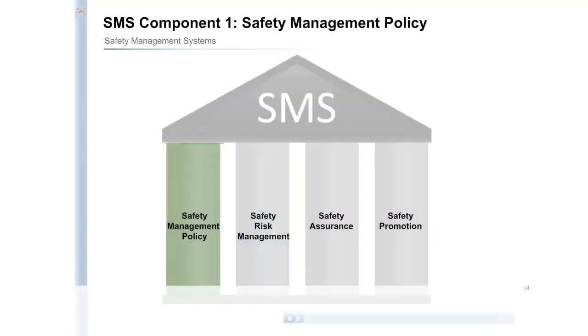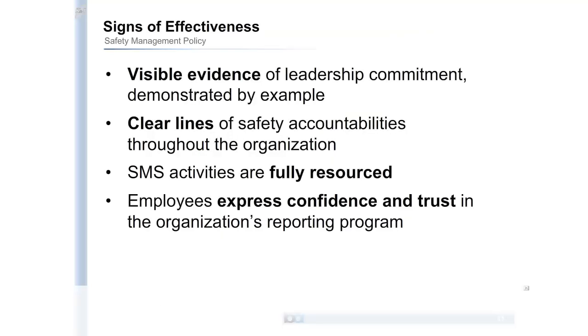SMS Component 1: Safety management policy. Signs of an effective safety management policy include the following. Visible evidence of leadership commitment, demonstrated by example. Clear lines of safety accountabilities throughout the organization. SMS activities are fully resourced. Employees express confidence and trust in the organization's reporting program.